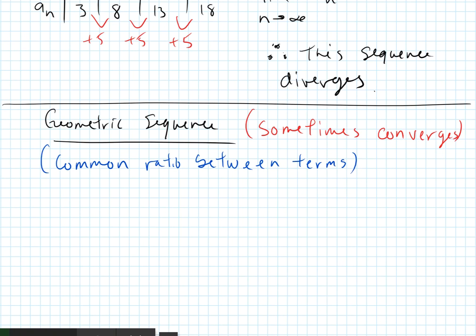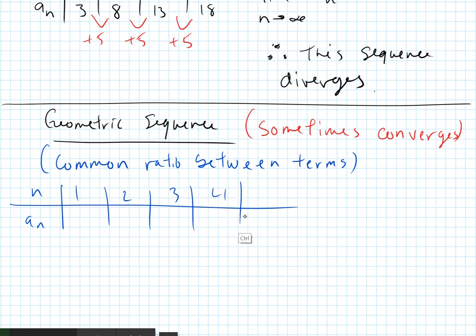Okay, suppose I give you a list of numbers. So I have n and I have a sub n. And my first term, my second term, my third term, my fourth term, my fifth term. Actually, I'm just going to stop there. So what if I start with 5, and then I have negative 15, and I have 45, and then for 4, I have negative 135.